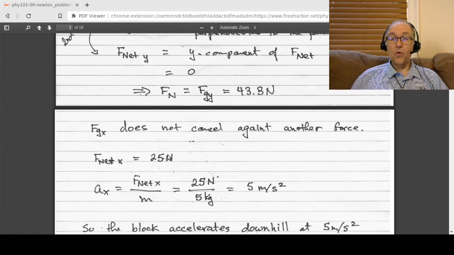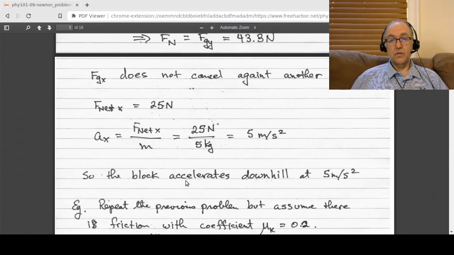Now you can use the second law and say the acceleration down the inclined plane is going to be the net force, x component only, divided by the mass. That's Newton's second law. 25 newtons divided by 5 kilograms gives you 5 meters per second squared. That's the magnitude of the acceleration. And which way is it? The second law also says that the acceleration is in the same direction as the net force. The net force was down the inclined plane, so the acceleration has to be down the inclined plane.